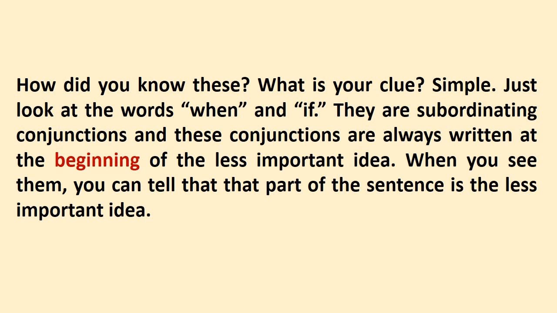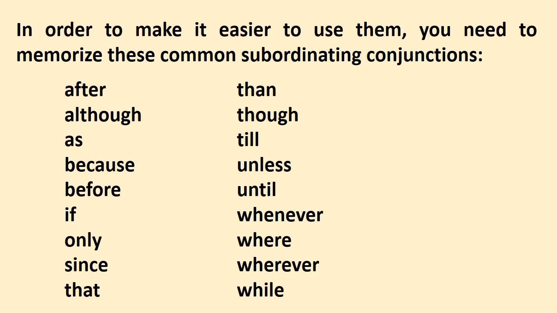How did you know these? What is your clue? Simple. Just look at the words when and if. They are subordinating conjunctions, and these conjunctions are always written at the beginning of the less important idea. When you see them, you can tell that that part of the sentence is the less important idea.